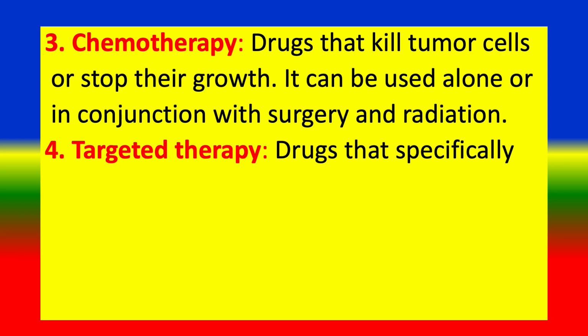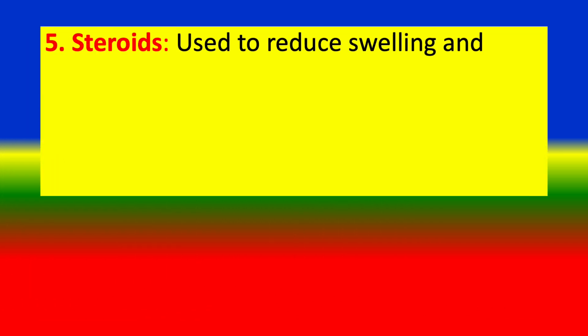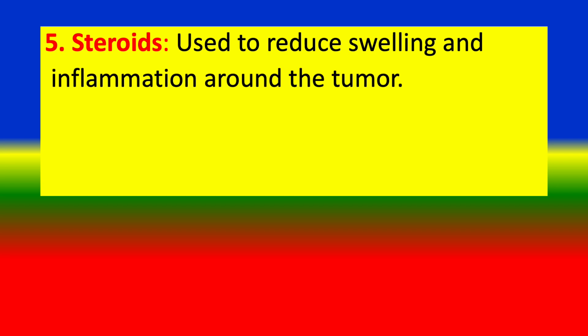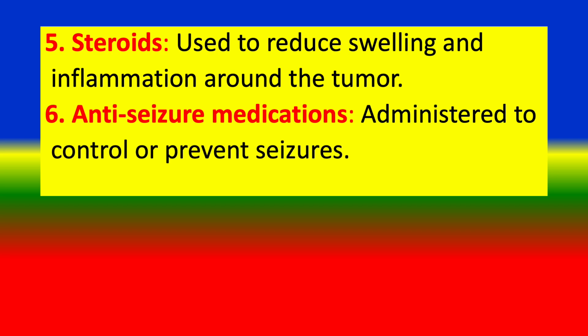4. Targeted therapy, drugs that specifically target certain pathways or mutations in the tumor cells. 5. Steroids, used to reduce swelling and inflammation around the tumor. 6. Anti-seizure medications, administered to control or prevent seizures.